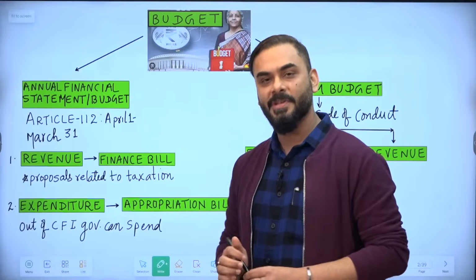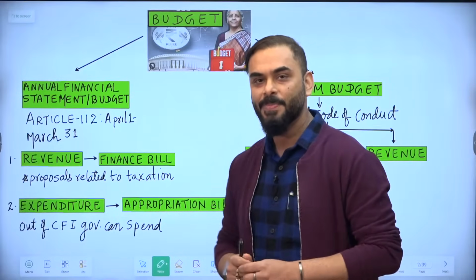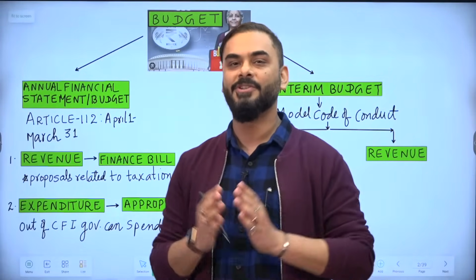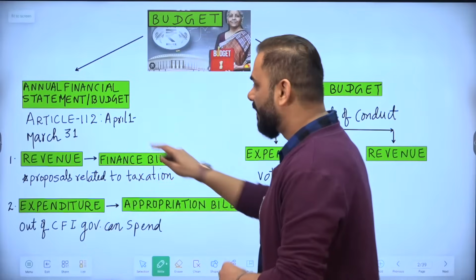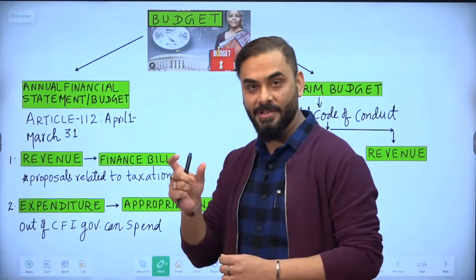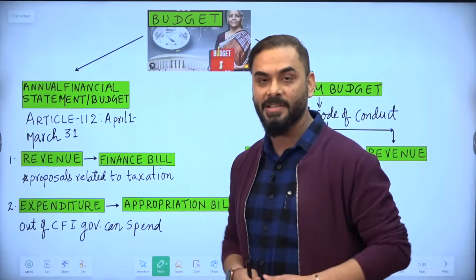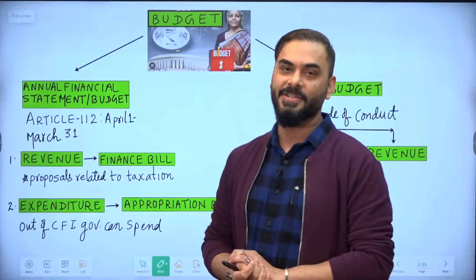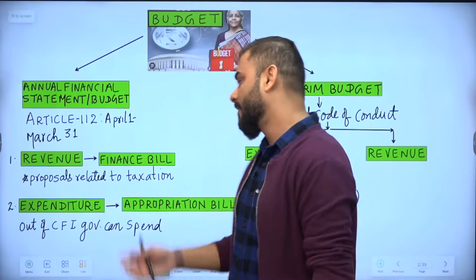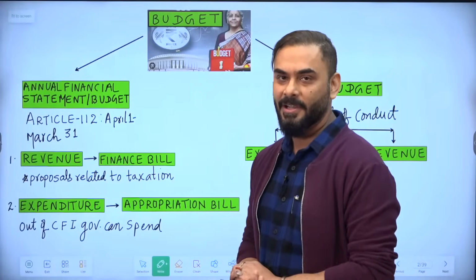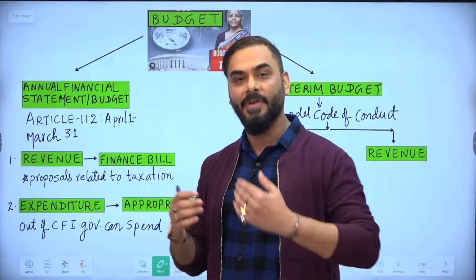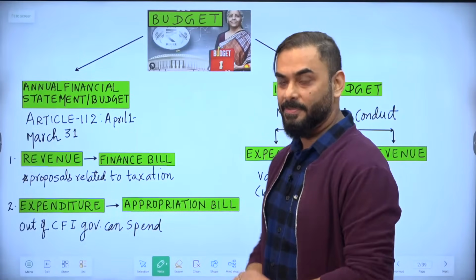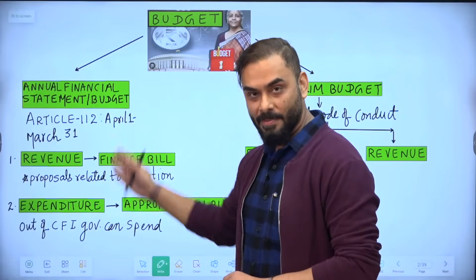Now, whenever a normal budget is presented, it basically talks about 12 months of sources of revenue that the government plans to have, as well as the expenditure that the government plans to incur, which means that it runs from April 1st to 31st of March. That is the duration covered in the normal budget, which is also called the annual financial statement. Now, if the government has to make any changes to the tax rate or tax structure, the government of India introduces a finance bill in the parliament. Similarly, when the government has to withdraw funds from the consolidated fund of India, they introduce an appropriation bill. That is mainly for expenditure purposes. This is what we call a normal budget.